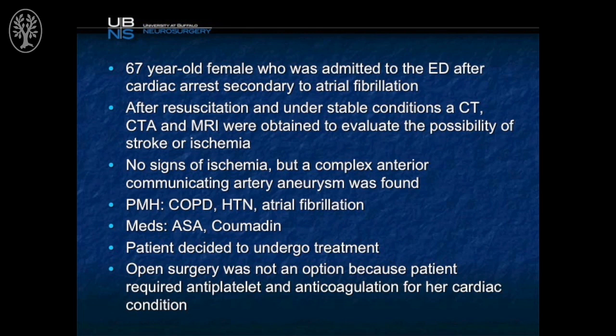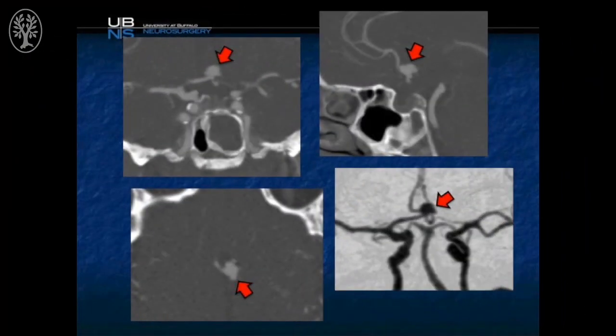After resuscitation and under stable conditions, a CTA and MRI were obtained to evaluate stroke or ischemia. While there were no signs of ischemia, a complex anterior communicating artery aneurysm was found. After discussions with the family and after a peer review conference, it was decided to consider stent-assisted coiling for this complex anterior communicating artery aneurysm.